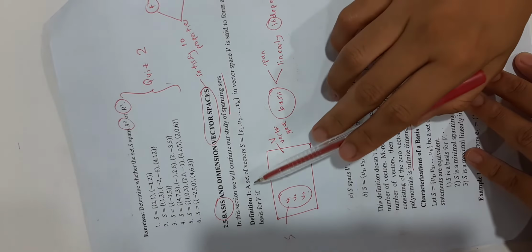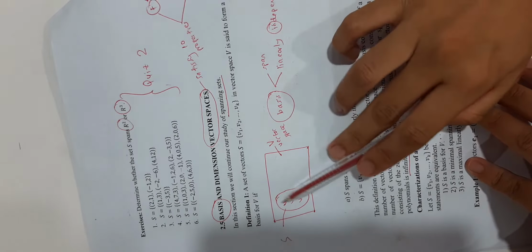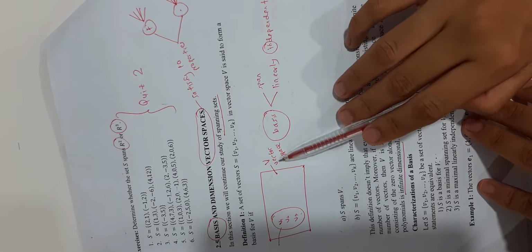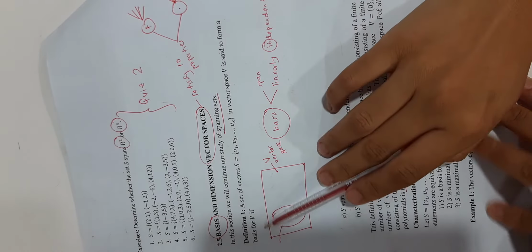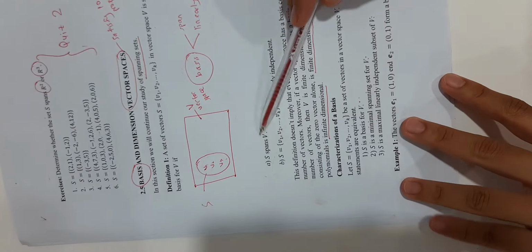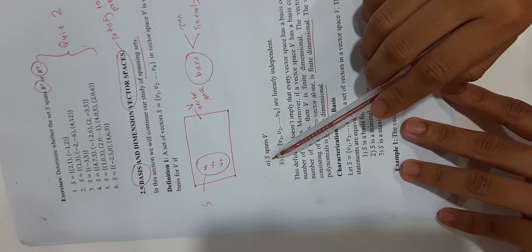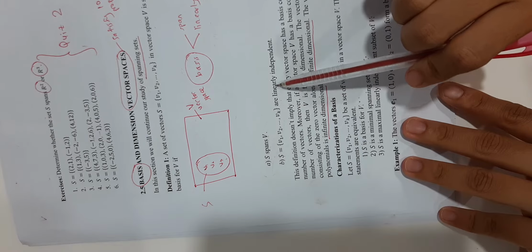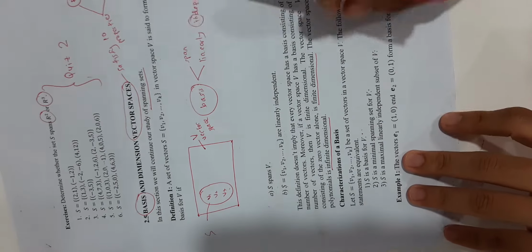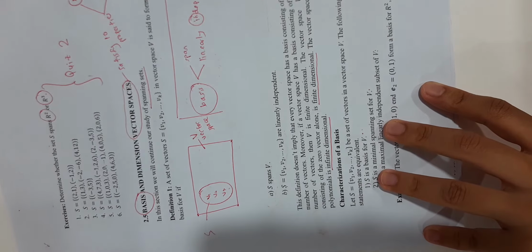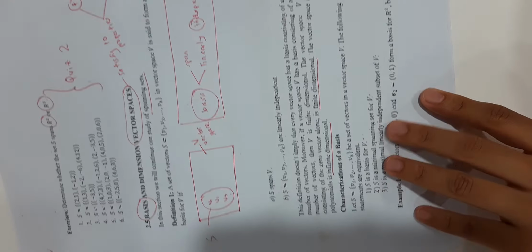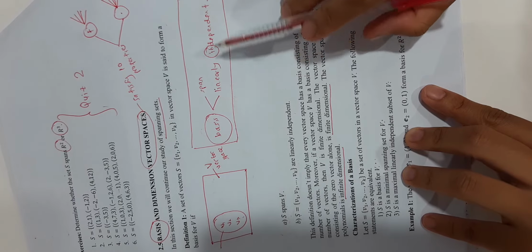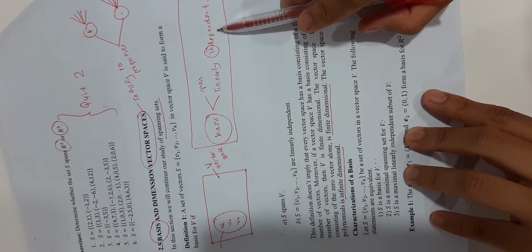A set of vectors S in vector space V is said to form a basis for V if it satisfies these two conditions. First, S spans V, and the second, S is linearly independent. This is the definition of basis: 2 properties that need to be satisfied, which are span and linear independence.